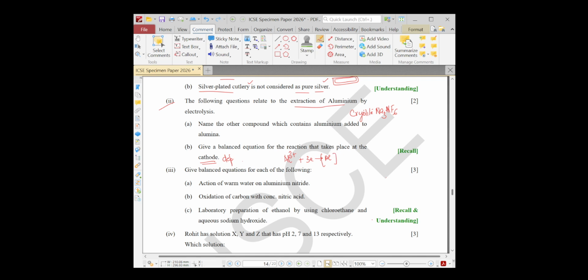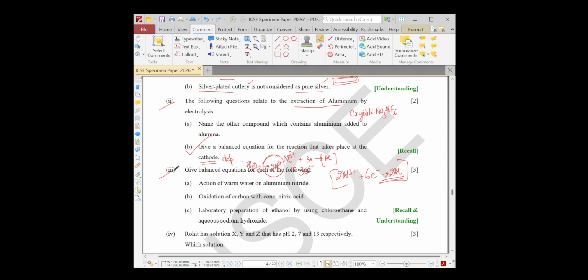Now when we have to write a balanced reaction, we mention Al2O3 will break into 2 aluminium ions plus 3 oxide ions. Here it is 2, so we take 2 Al3+, which will take 6 electrons and you get 2 aluminium deposits. So this is the reaction at cathode.